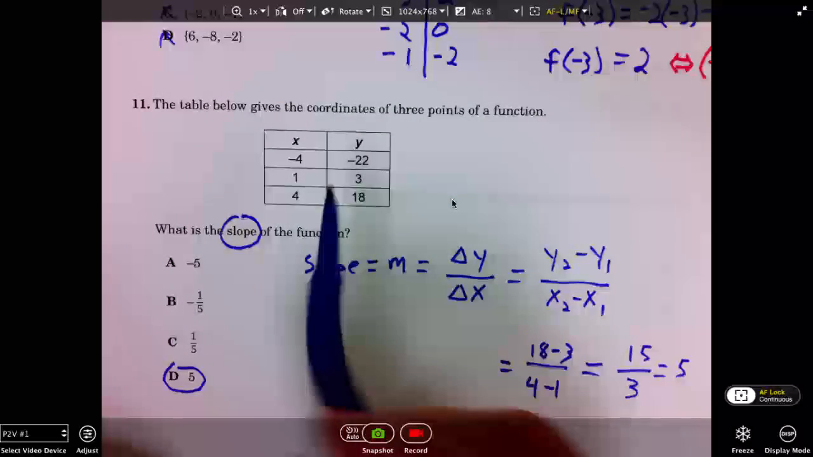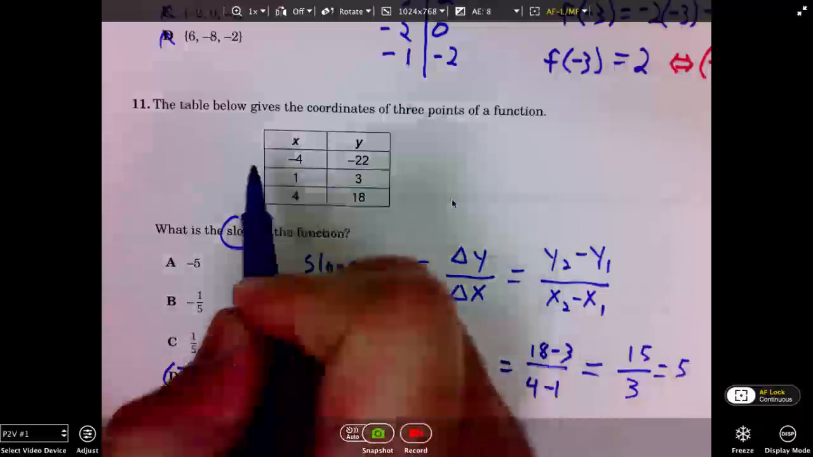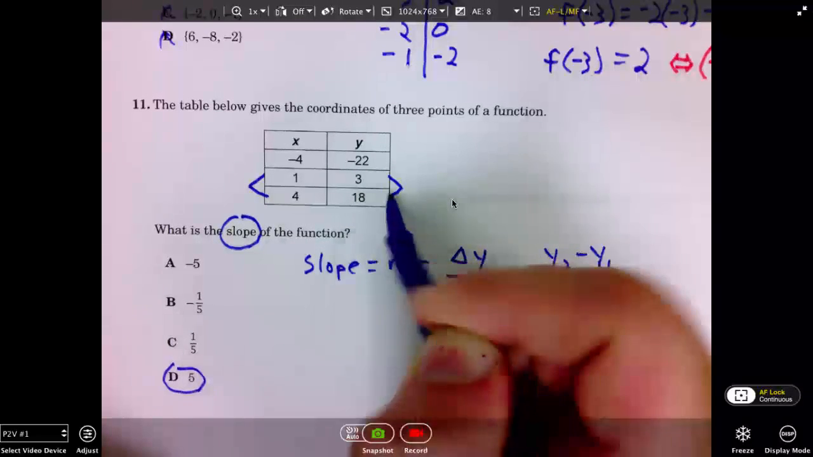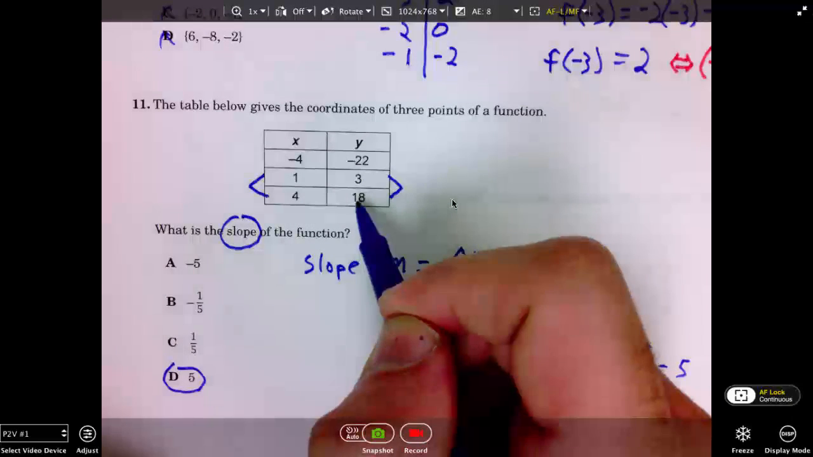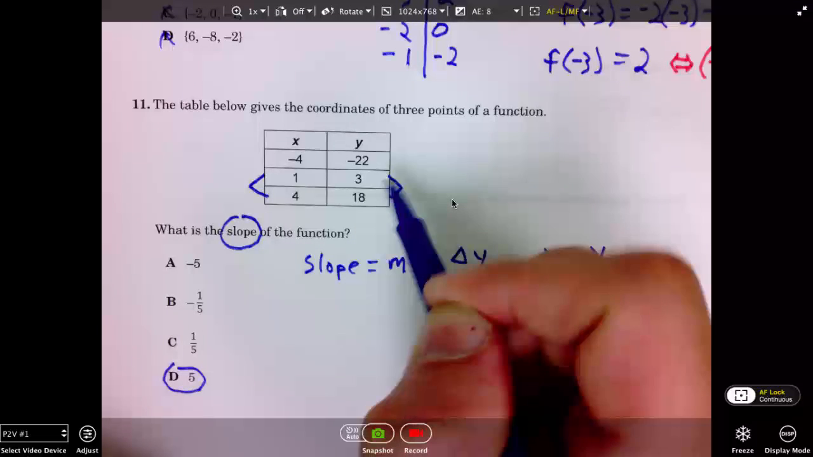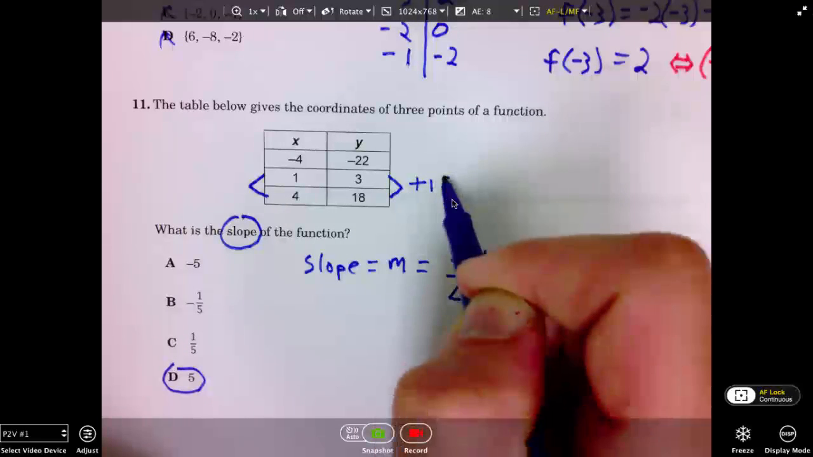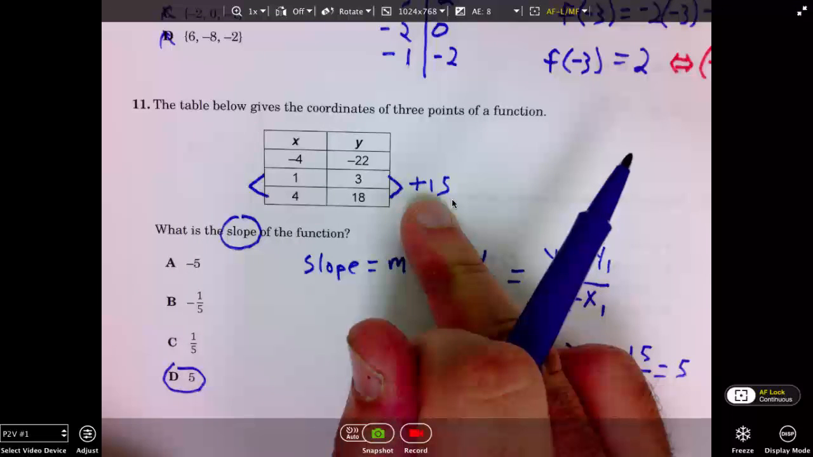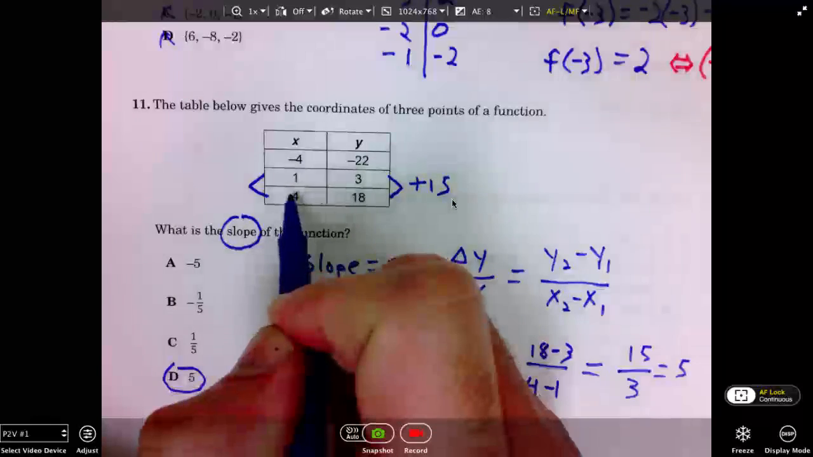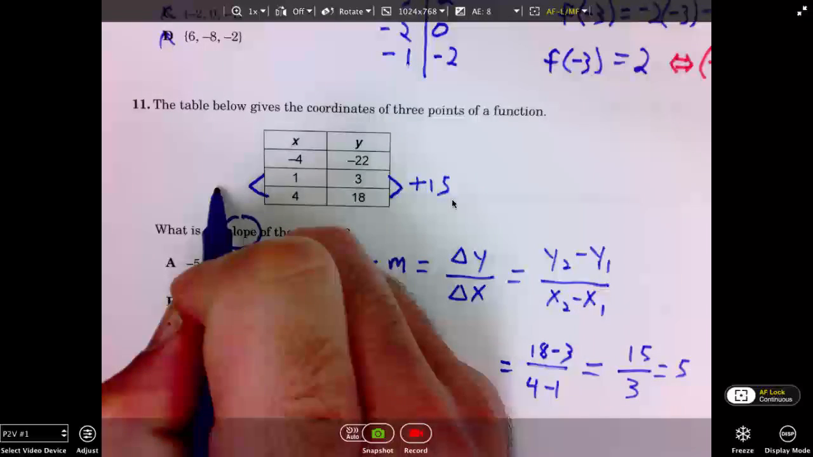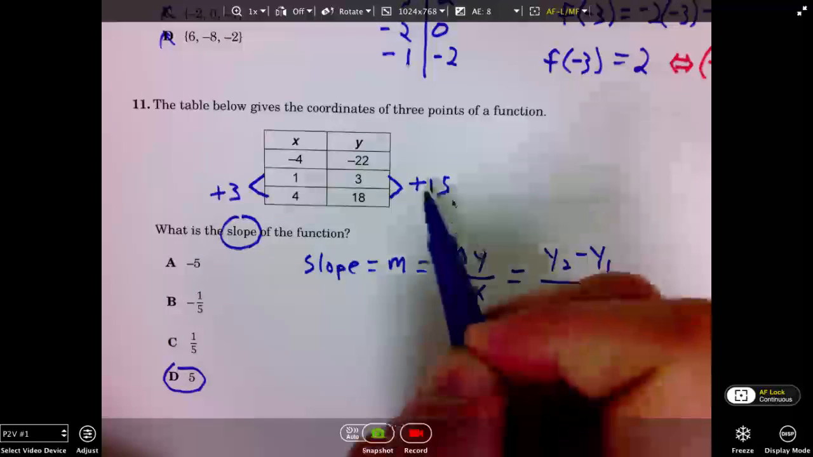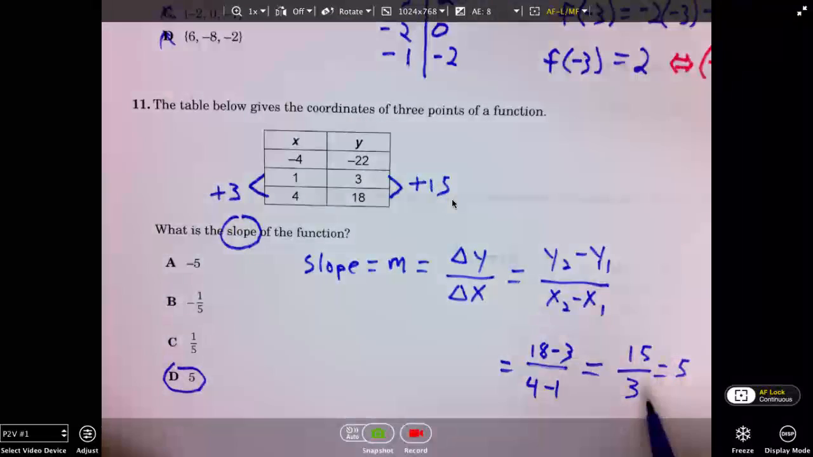Looking at the table, we can perform this calculation just as easily. I'm going to observe the change in x and the change in y. So from 3 to 18, what's the change? Well, 18 minus 3 is a positive 15. I'm emphasizing the positives because the signs are extremely important in this case. From 1 to 4, what's the change? Well, it's a positive 3. Slope is change in y divided by change in x. So 15 divided by 3, just like we saw here, is 5.